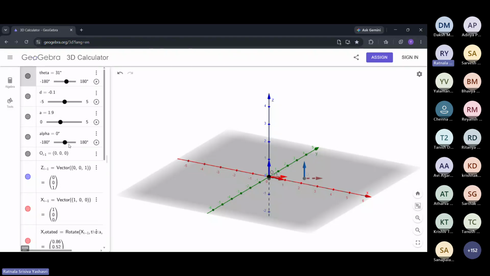You can see how the x-axis is rotating about the z-axis when I move theta. The final thing is alpha, link twist. This is the rotation of the new z-axis about the x-axis. So here alpha would be 180 degrees because it's completely inverted. And you see how that moves.